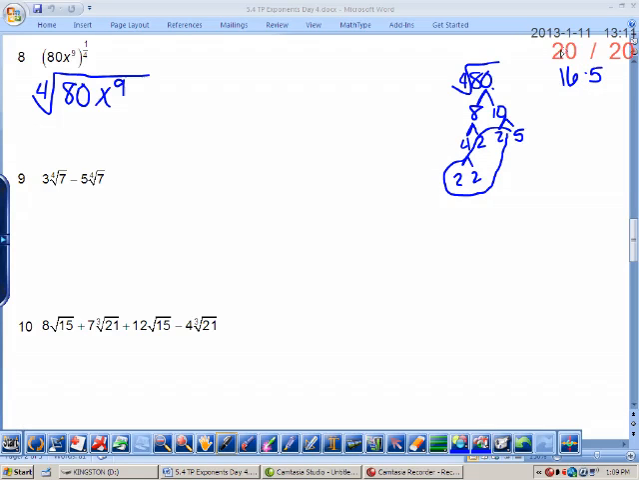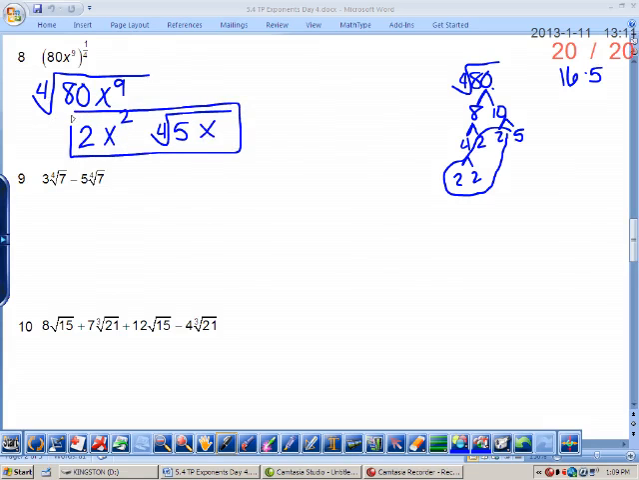But if that doesn't jump out at you, just keep breaking it down and then find a set of 4 if you can. So I would pull out a 2. I would have a 5 left inside the fourth root, and the fourth root of x to the ninth. So 4 goes in evenly to 9 two times, so that's x squared, and then left over I have an x. Questions on that?